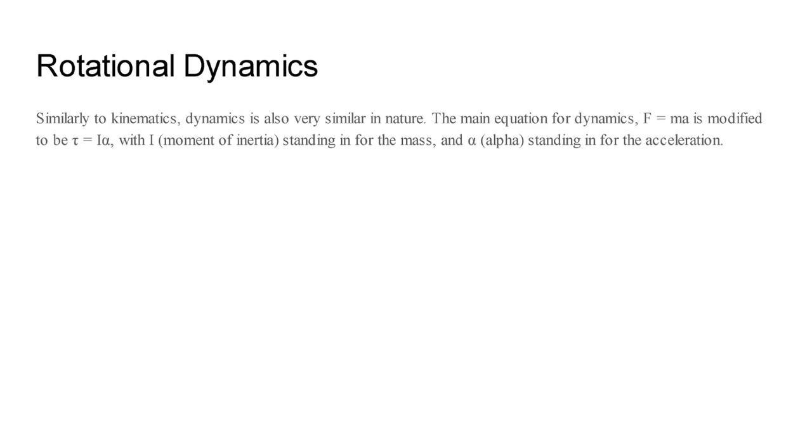Similarly, with kinematics, dynamics is also very similar to torque. The main equation for dynamics, F equals ma, is modified to be tau equals I times alpha, with I being the moment of inertia standing in for the mass, and alpha standing in for the acceleration. This is important because torque is essentially just the rotational force instead of just a linear force.